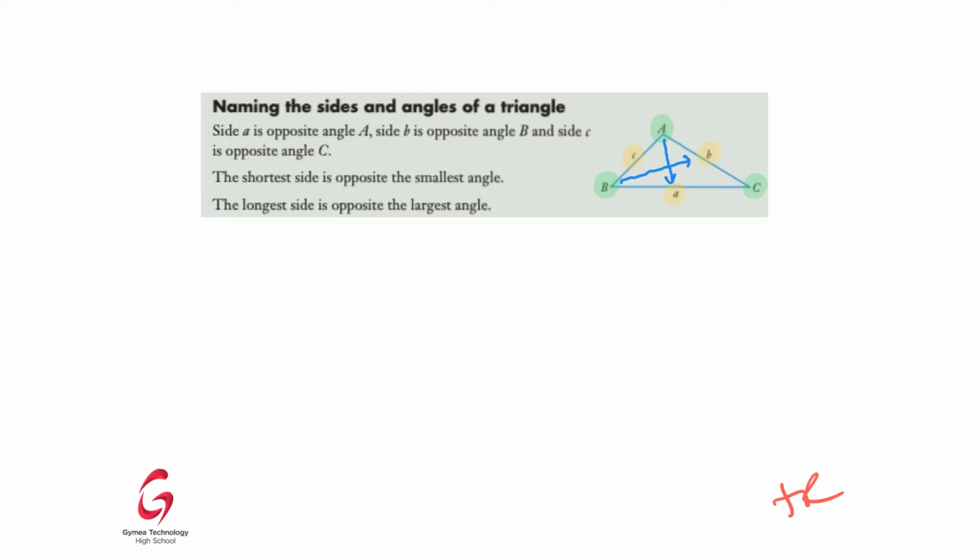Something else interesting that you may want to consider is the shortest side is always opposite the smallest angle size, and the largest side length is always opposite the largest angle. That level of thought may help you with some particular questions you may be trying to do.